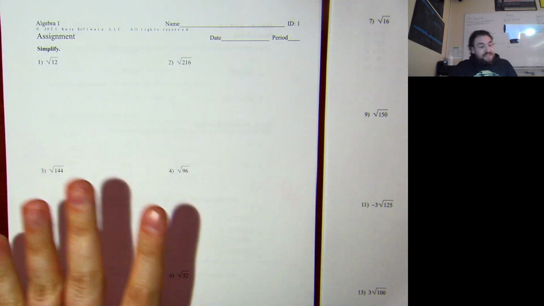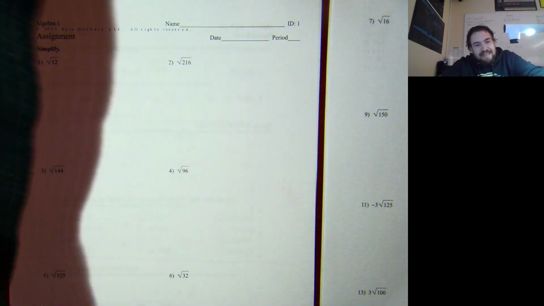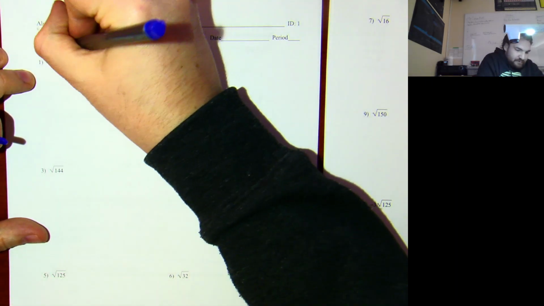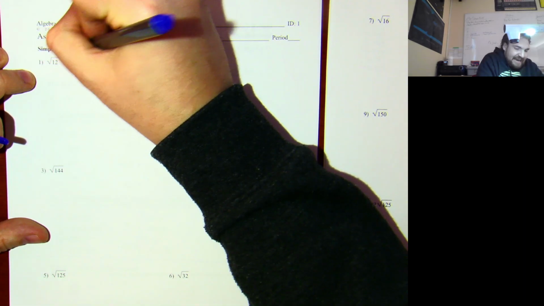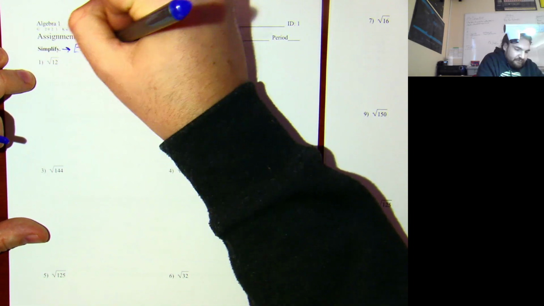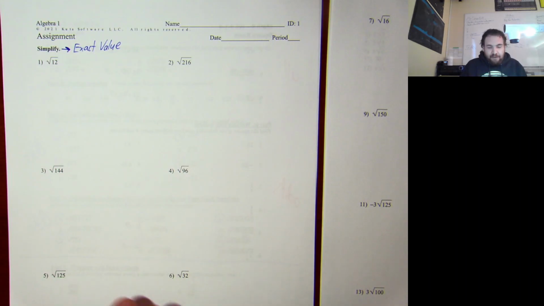So, this first section, the instructions say, okay guys, the instructions here say simplify. What I mean by simplify is exact value. Give me the exact value of that root.